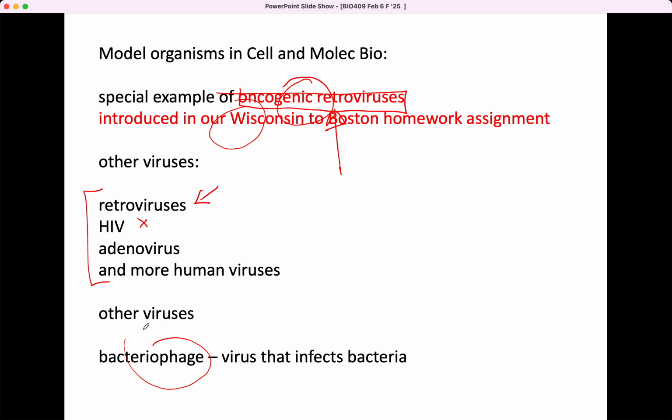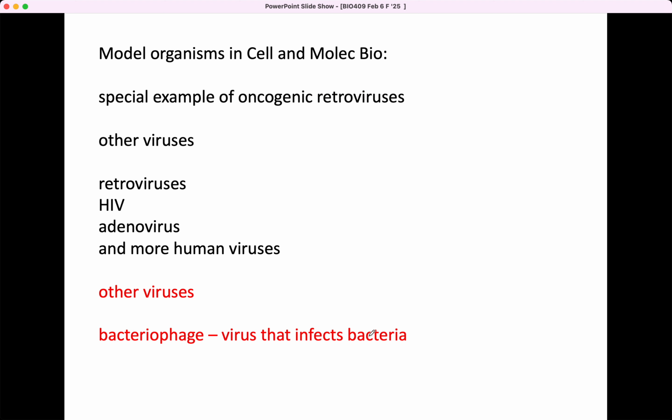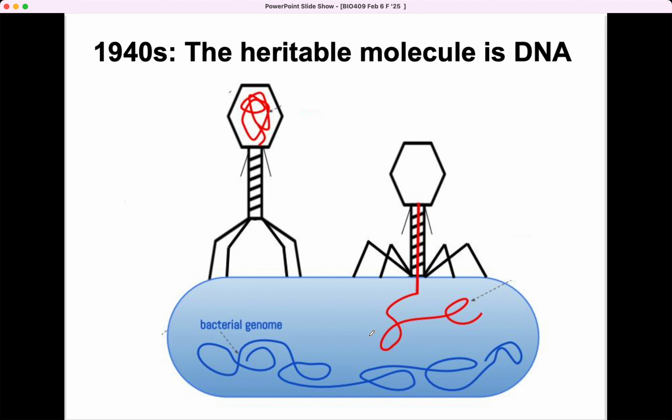Here's the one that I mentioned already. A bacteriophage is one that infects bacteria. Here's a picture of bacteriophage infecting bacteria. You can see it has this black protein coat, and then it has its genome, and its genome could be made of DNA or RNA. Bacteriophages' genomes are made of DNA. In the 1940s, they showed it was the DNA that went into the cell to infect it.